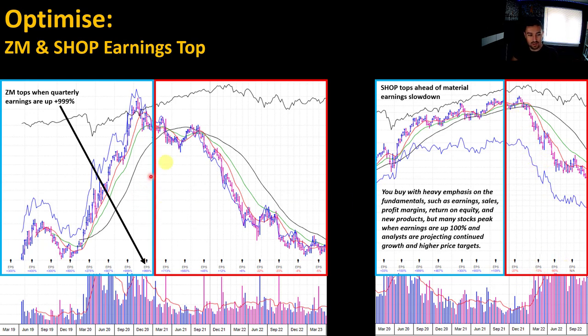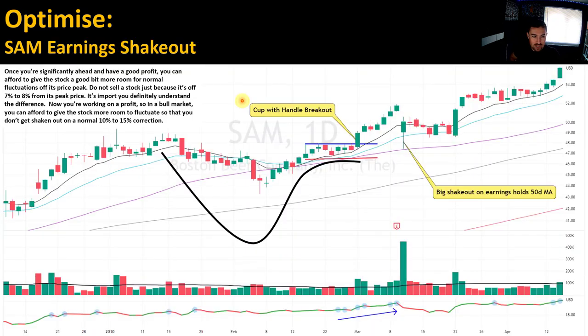Same with Zoom over here. There's actually a material slowdown: 713, 560, 48, 12, 6%, minus 22, minus 23. The market is a discounting mechanism. So having those sell rules to optimize the profits is really, really important.